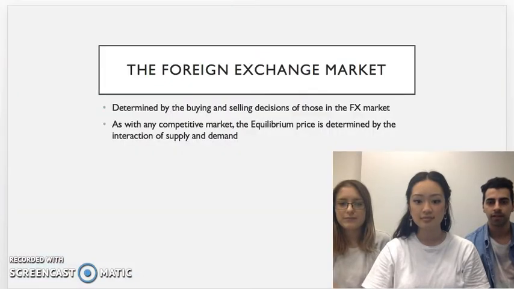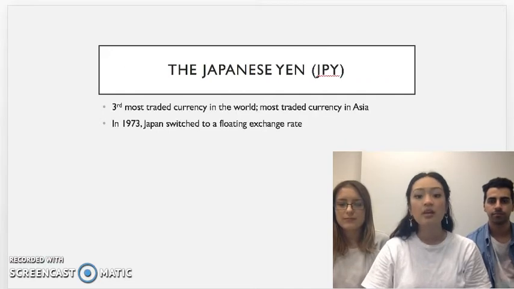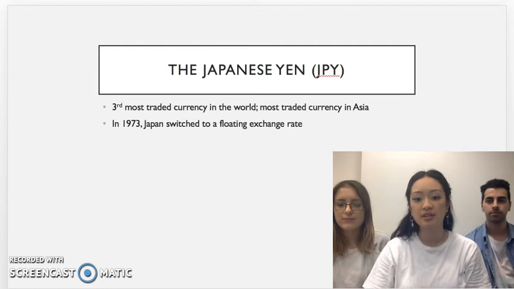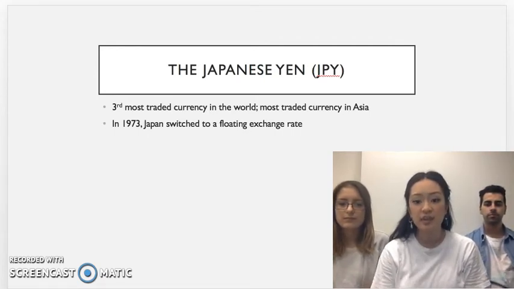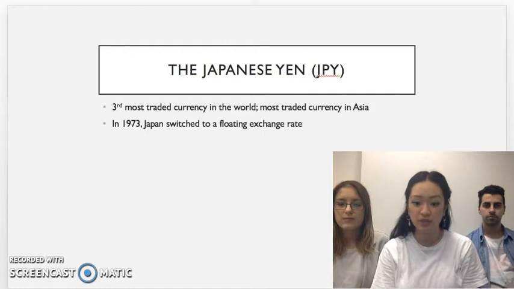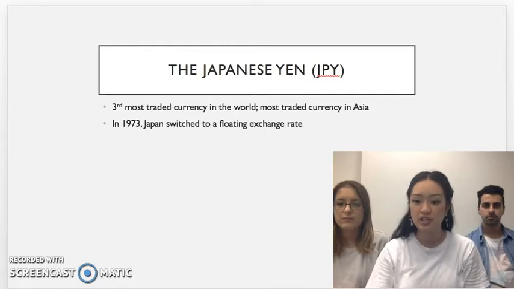Today we'll be analysing the Australian dollar against the Japanese yen and the Australian dollar against the US dollar. The Japanese yen is the third most traded currency in the world and it's the most traded currency in Asia. In 1973, Japan switched to a floating exchange rate, which is a type of exchange rate regime in which a currency's value is allowed to fluctuate in response to foreign exchange market mechanisms.